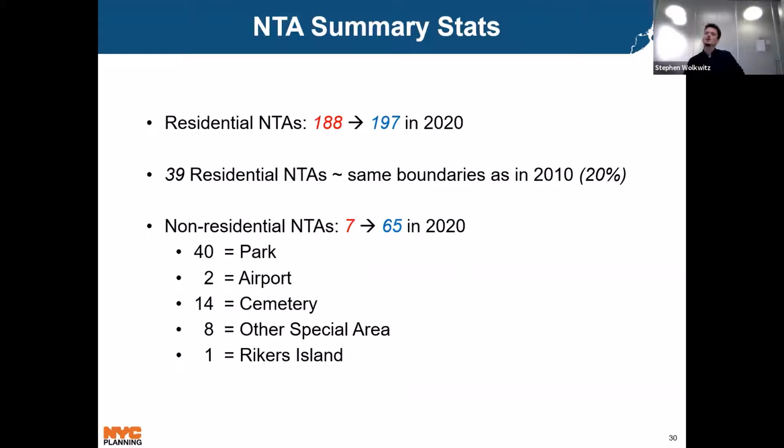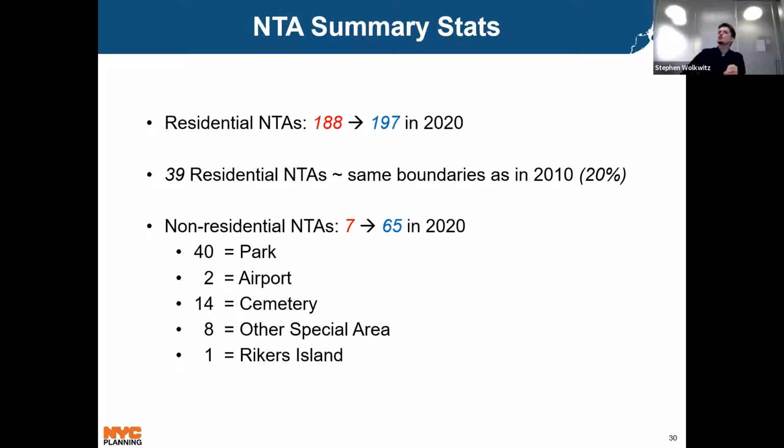So that's 20% of the total, meaning that 80% of the NTAs changed in some way. That might sound pretty dramatic, but if you've looked at the 2020 NTAs already, or when you do, I think you'll see that many of the NTAs, most of them, are pretty recognizable with what they were.